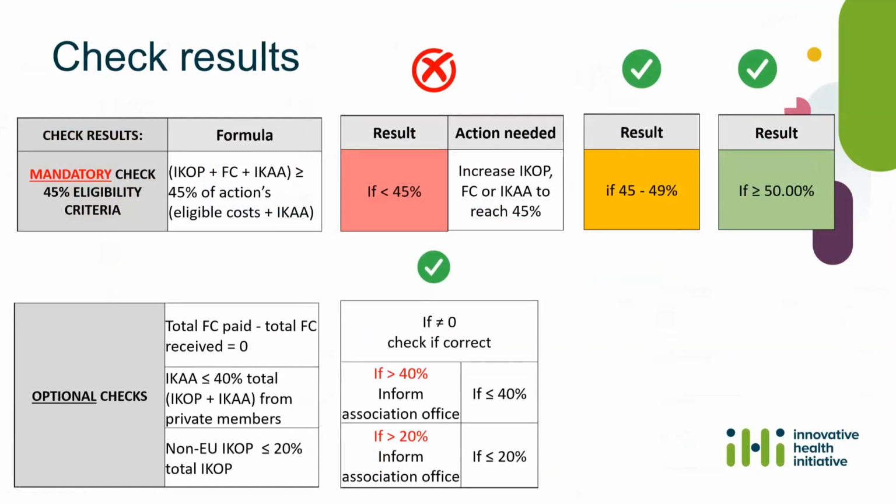But still, it's interesting. It gives you an idea of the IKAA threshold, where you stand compared to the 40% limitation. Same for the non-EU, where do you stand with the 20% limitation? And it also shows you if you have a balance between the financial contribution paid and the financial contribution received. So that's what you can see directly from the simplified budget overview.